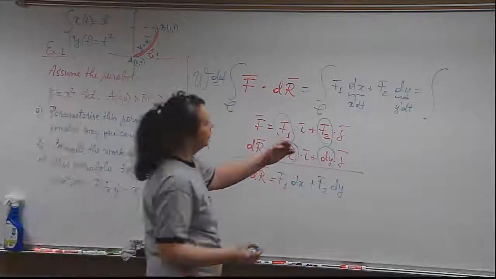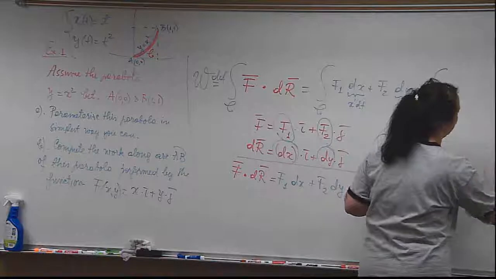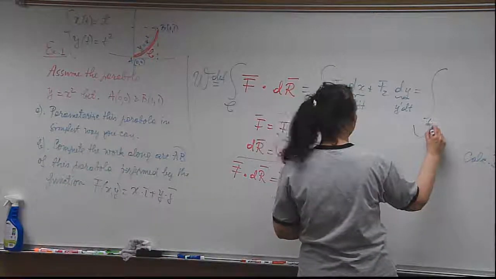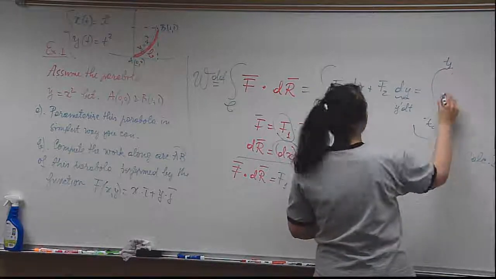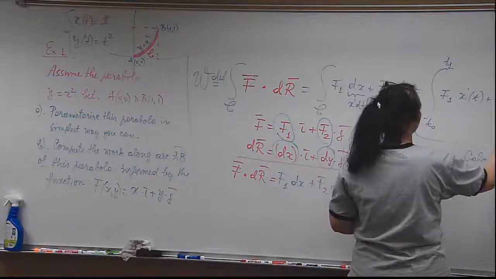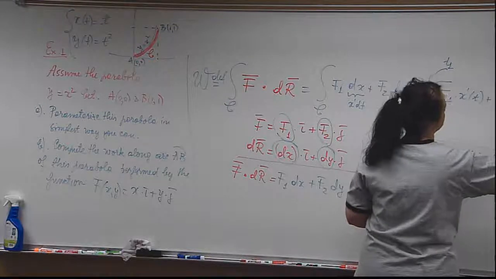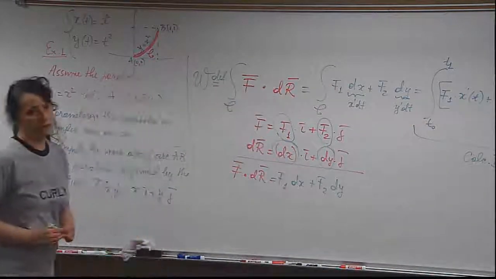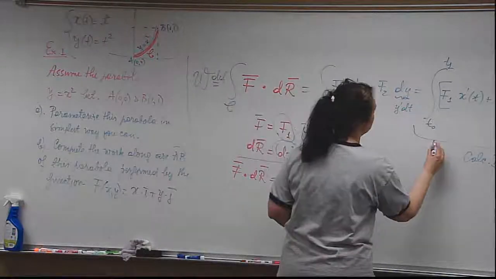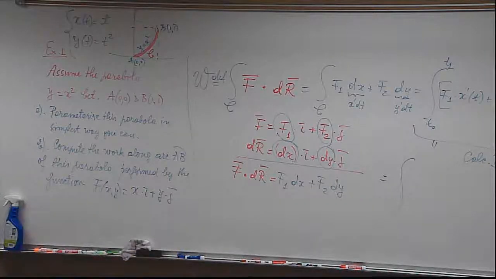This is a new object, path integral, but we know this object from Calc 1 as being a simple integral from time t0 to time t1 of f1 x prime of t plus f2 y prime of t. This is the integrand dt. This should be a piece of cake, right? For us to apply in this problem. Equals. Now you tell me what I'm supposed to write, because if you don't, I'm not going to write anything.